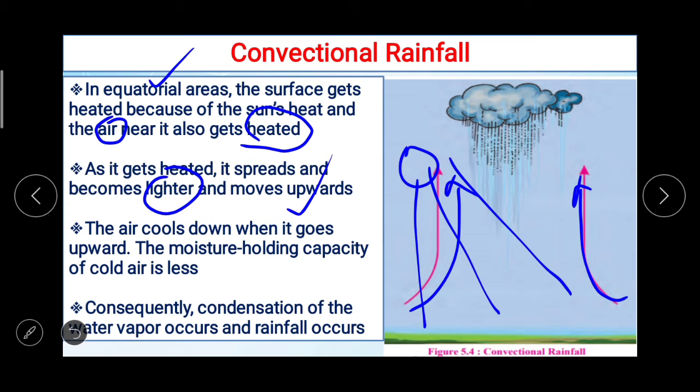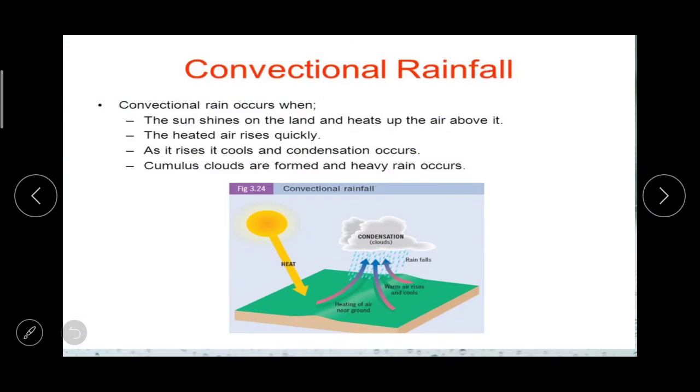The air cools down when it goes upward, and the moisture holding capacity of cold air is less. Then what happens? Condensation of the water vapor occurs and rainfall occurs. This is the process how we get rainfall, especially in convectional rainfall. So in equatorial areas, such a type of rainfall occurs almost daily in the afternoons. Here now in the figure you can easily understand.